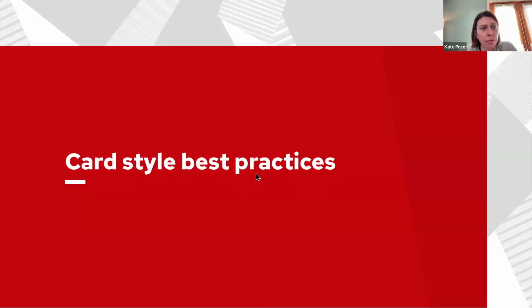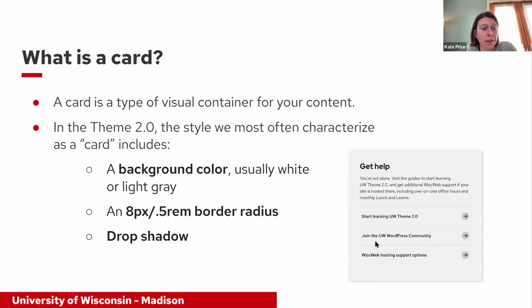So first up, we're going to talk about how to use the card style in the theme. So what is a card? A card is a type of visual container for your content. In the Theme 2.0, the style we most often characterize as a card includes a background color, usually white or light gray, an 8 pixel or 0.5 rem, those are the same thing, border radius, and a drop shadow.